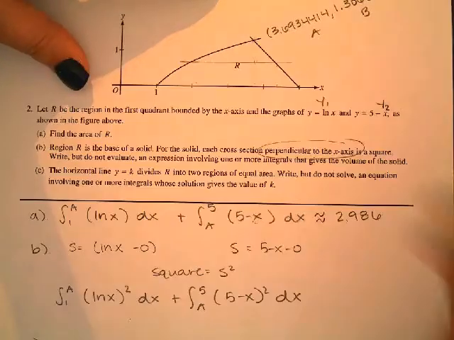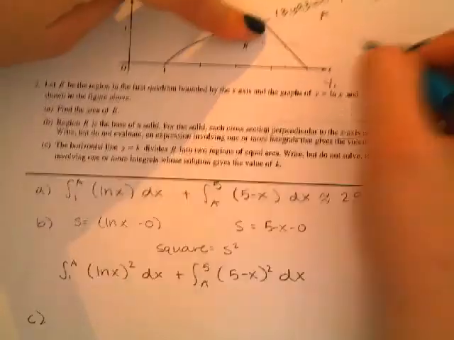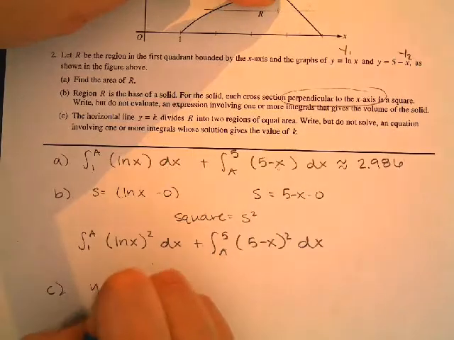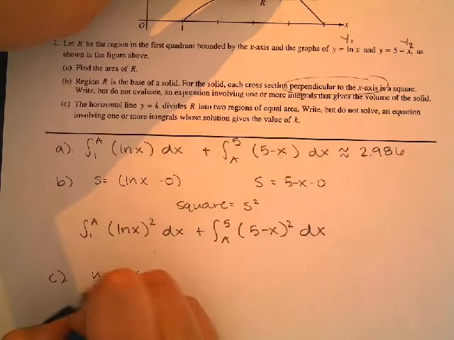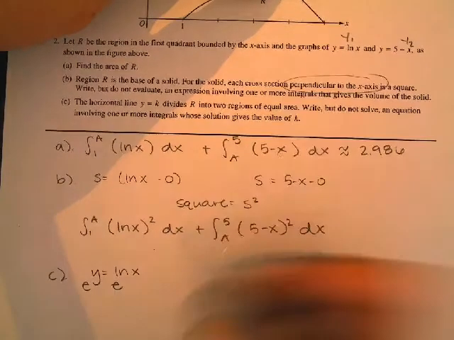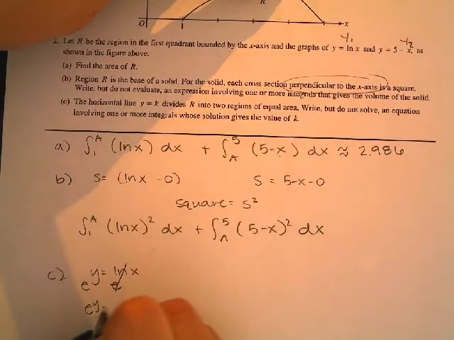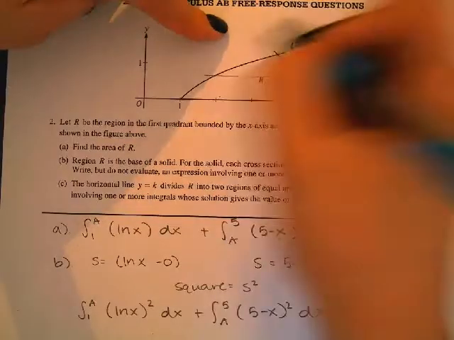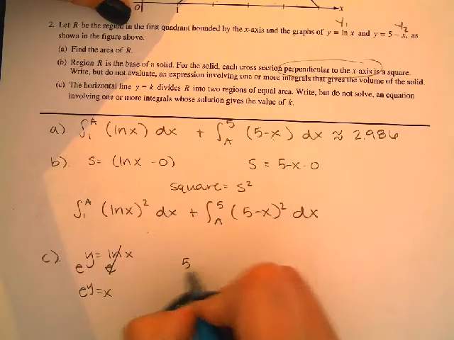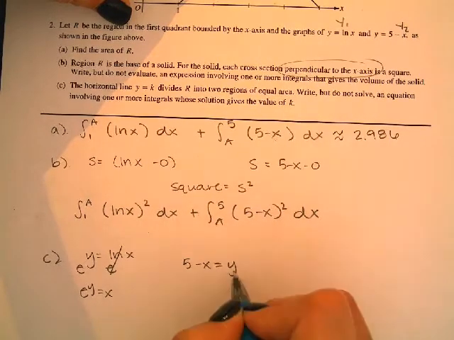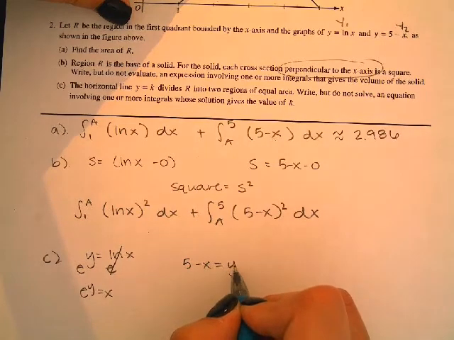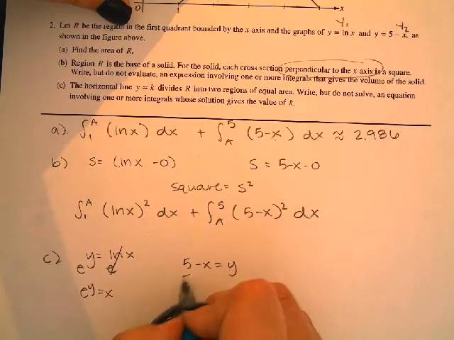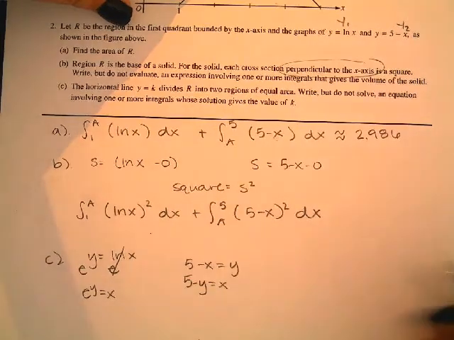All right, so I'm going to go ahead and say we have to rewrite some things here. If I have y equals ln x, and I want it in terms of y instead of x, then I have to do e on each side. So e to the y equals x. So this curve over here is e to the y. And then for the other one, I had 5 minus x equals y. So I can subtract the y over, add the x over, and I get 5 minus y equals x.